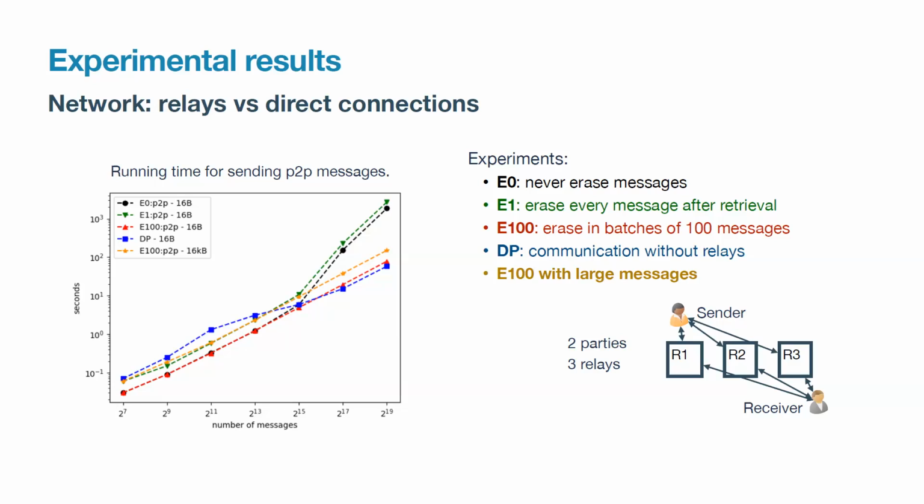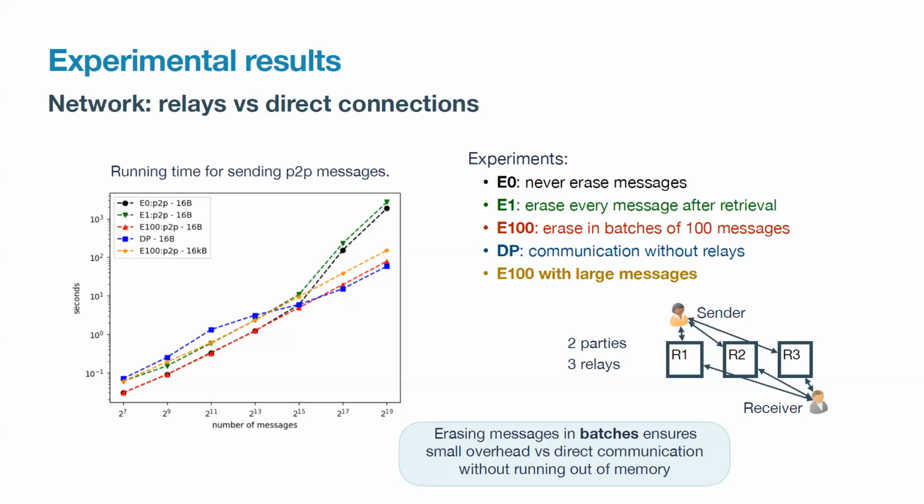But also, if we never erase messages, then at some point the relays have a huge number of messages. And so when we do a request, the relays have to look through a bunch of messages to figure out which is the right one. So the better idea is to erase messages in batches, because then we have a relatively small overhead when compared to communication without relays.